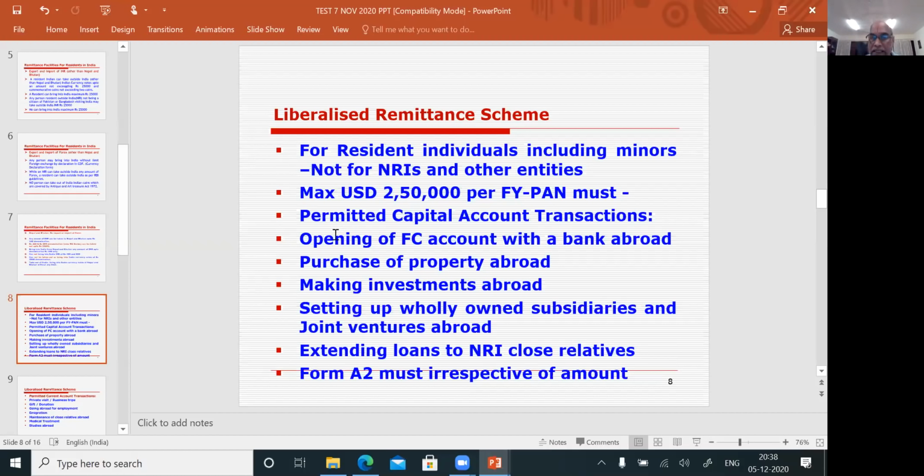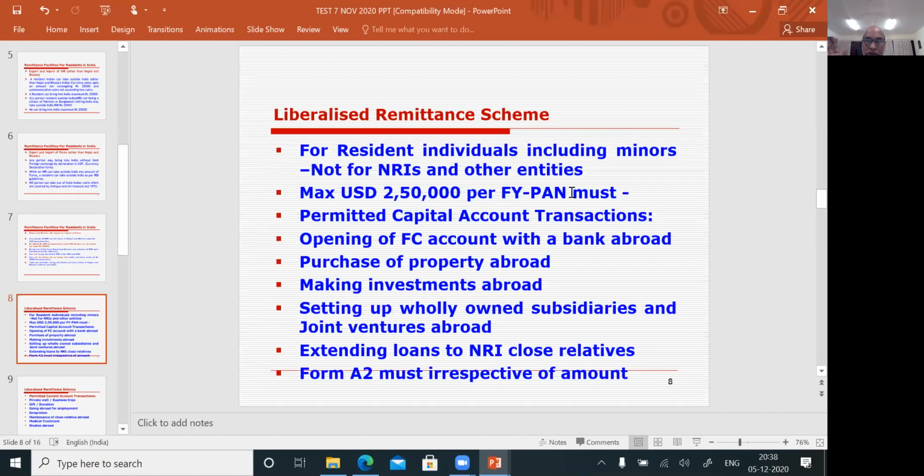It is available to resident individuals, including minors. It is not available to NRIs, not available to a partnership firm, not available to a company, etc. The maximum is US dollar 250,000 per financial year. To get the LRS, the resident must necessarily have a PAN. You should give the PAN number. There is no question of Form 60, etc.